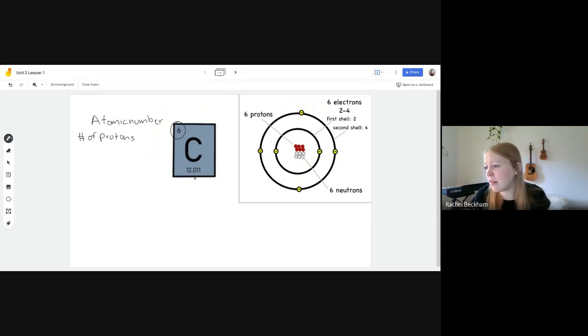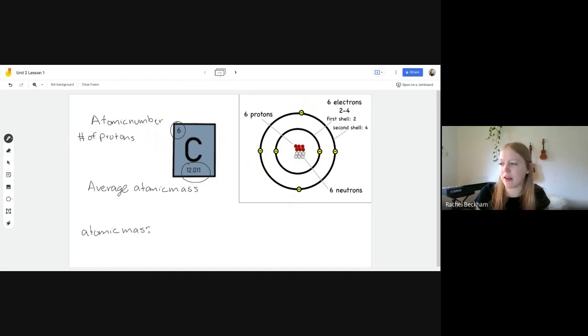And then this number down here is the atomic mass. It's actually the average atomic mass. Okay, so why is it an average? What does that mean? Well, the atomic mass of one atom of carbon is the sum of protons plus neutrons. Carbon always has 6 protons, so we know it's always going to be 6 here for carbon, right? But sometimes the neutrons can be different, and so the atomic mass is not always exactly the same.